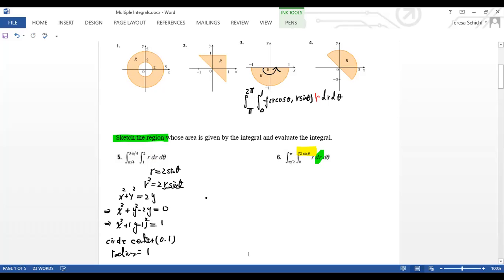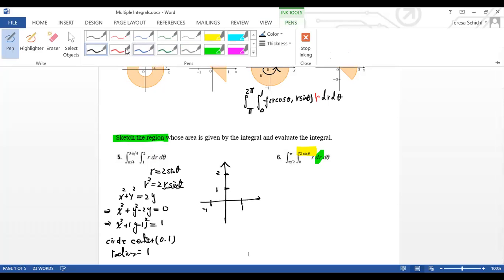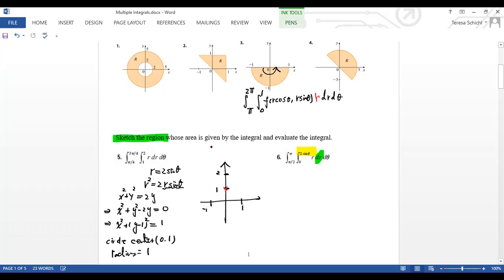So let's take a look at our integration region. This is 1, this is 2, this is 1, 1, all right? Because I know this is the center, the center of this circle will be here. Then the radius is 1. So I hope I can draw a good one. So this will be my circle, right? Okay, so this is the circle here.